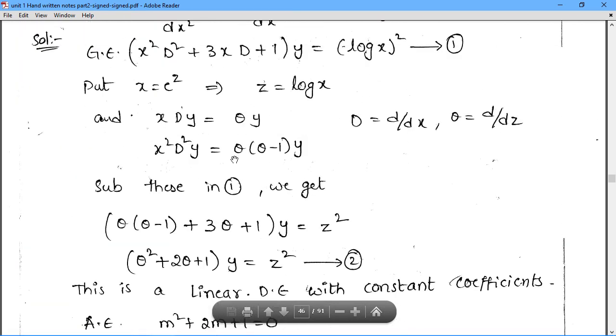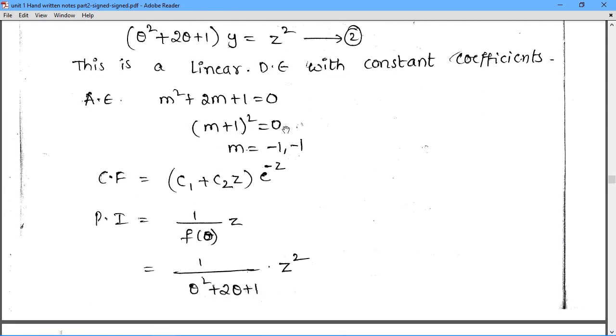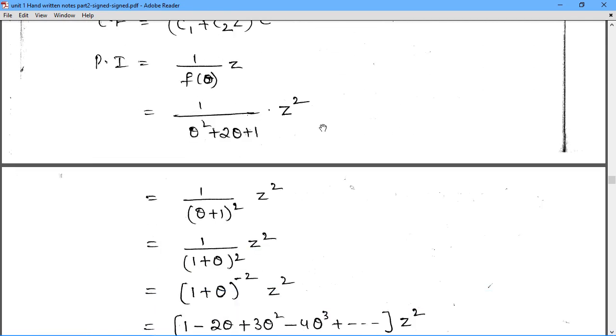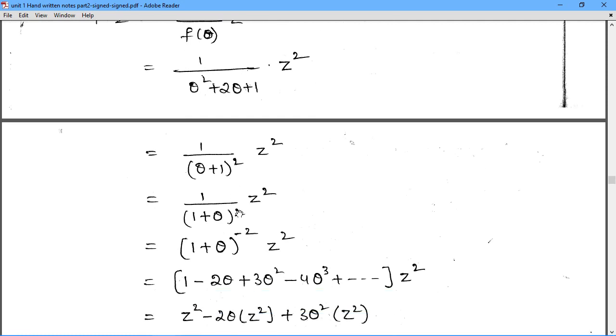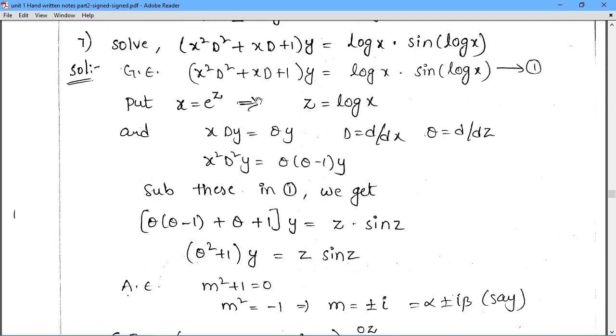So the second order Cauchy-Euler's equation is solved by using the PI third case, that is a polynomial in z. So here we are using the binomial theorem expansion. Now we will solve another problem for Cauchy-Euler's equation. The problem is: solve x square d square plus xd plus 1 of y equals log x into sine of log x.